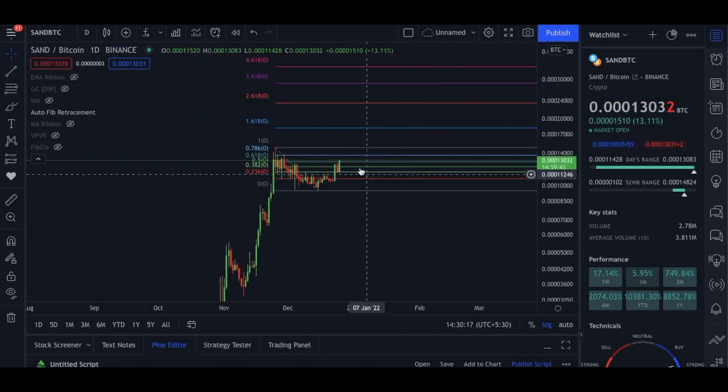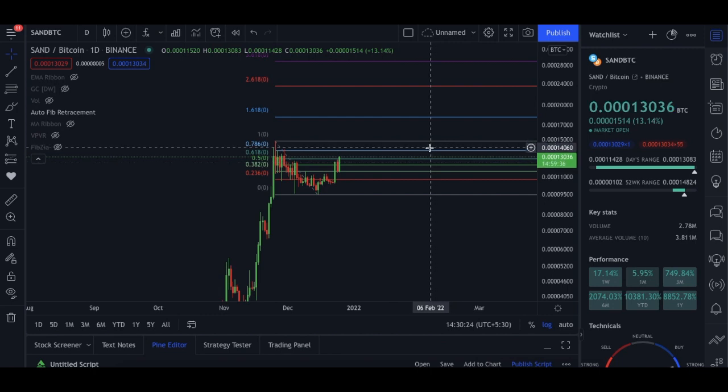Okay, we are staring at a resistance at about the 12,800 Satoshis mark. If we are able to cross the day above 12,800, we can see prices head over to about 13,700 or even 14,000 Satoshis as well.